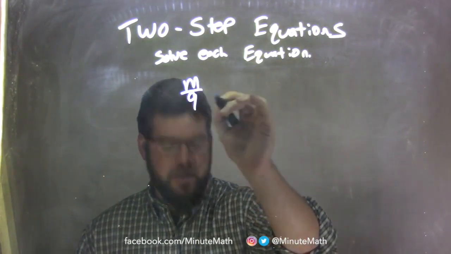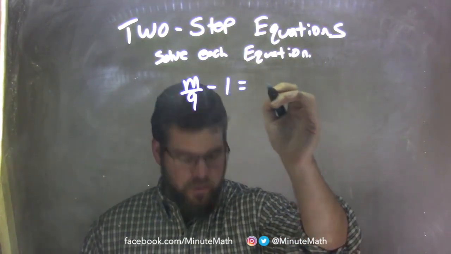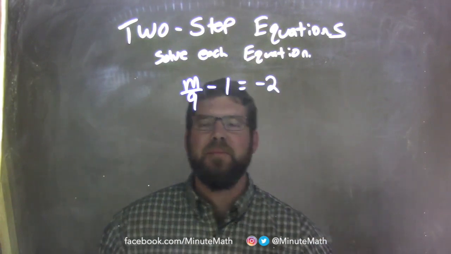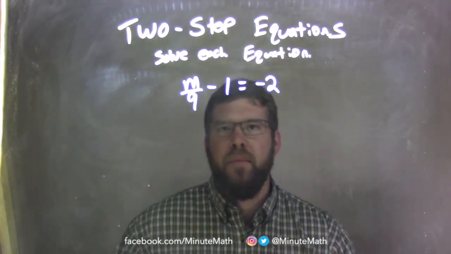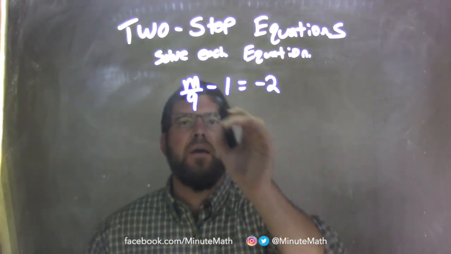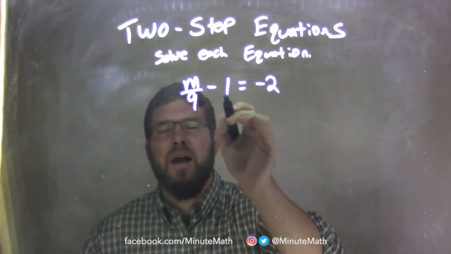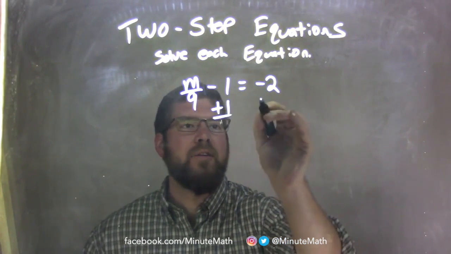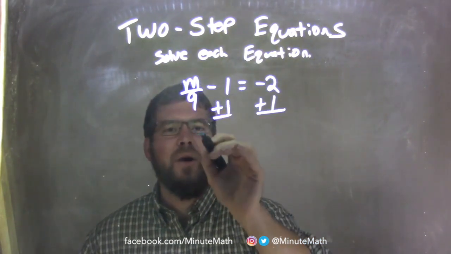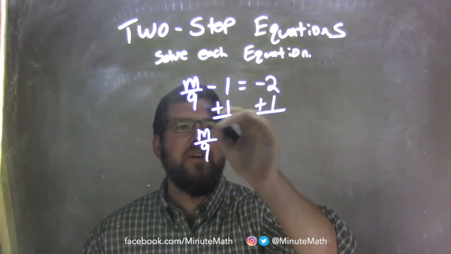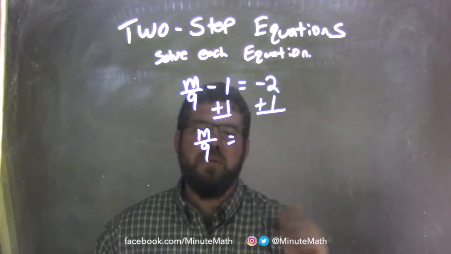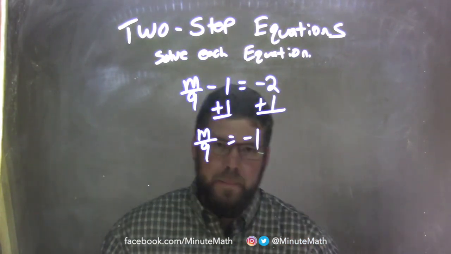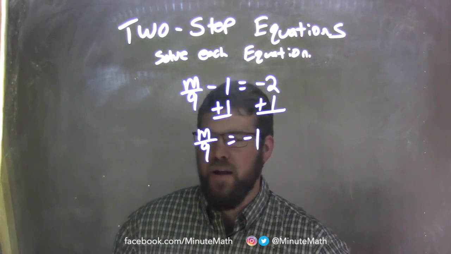M over 9 minus 1 equals negative 2. So if m over 9 minus 1 equals negative 2, what I need to do first is address that subtracting 1. Opposite of that is adding, so I'm going to add 1 to both sides. By doing so, I can bring down the m over 9. These 1s cancel, and I'm left with negative 2 plus 1, which is negative 1. So m over 9 equals negative 1.